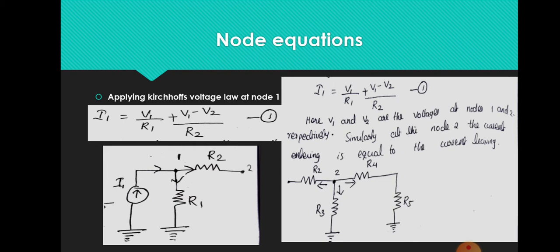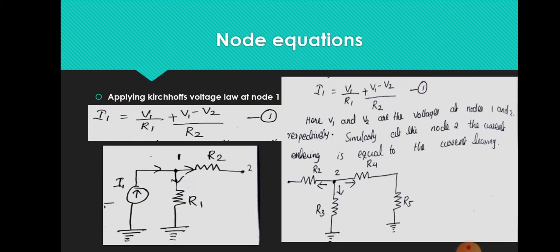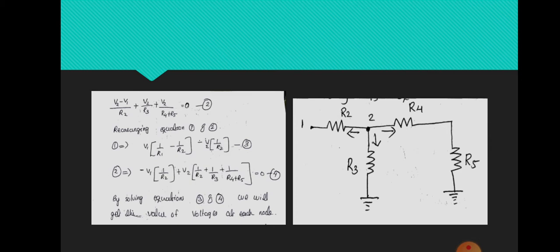Here there are no current sources, so we are assuming that all the currents are leaving that node. I have marked the current directions in such a manner that all the currents are leaving node 2. Again we can write the equations by applying Kirchhoff's current law, which states that the sum of the currents entering the node will be equal to the sum of the currents leaving that node.